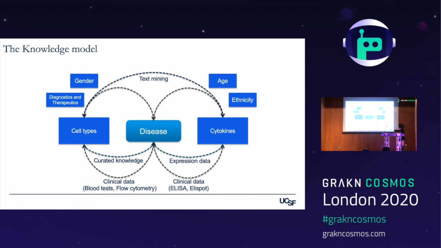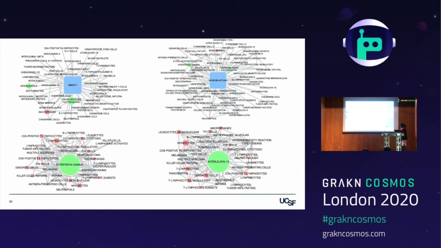Then we also looked at these interactions with co-occurrences for cell type, disease, cytokines, age, ethnicity, gender, diagnostics and therapeutics. And clinical data is like blood tests and flow cytometry, ImmPort, expression, curated knowledge. So basically we extracted all this information using this NLP technology. And so what did we do? After curating all this information, we built some networks and disease-centric networks.